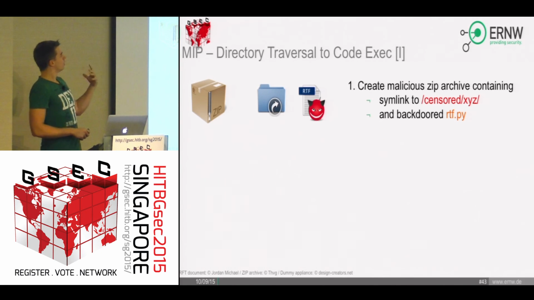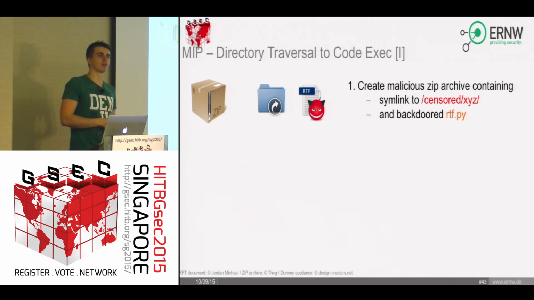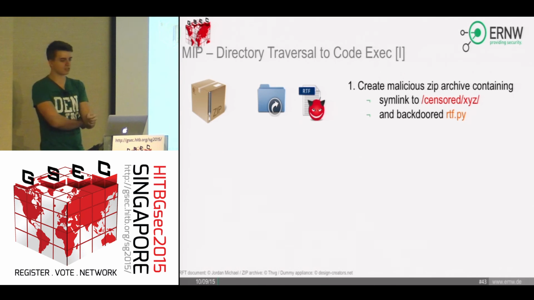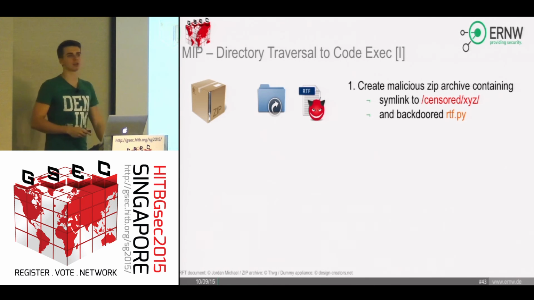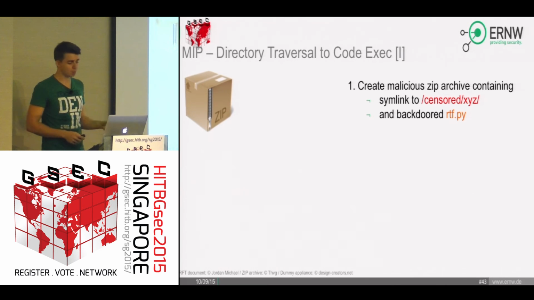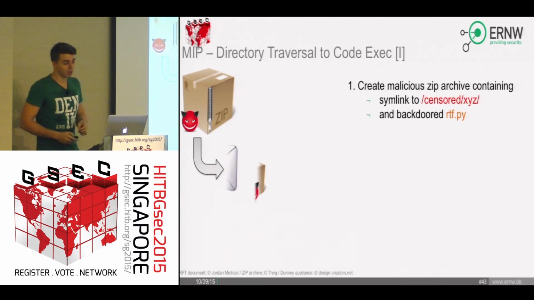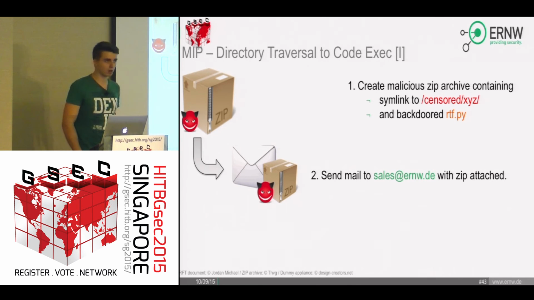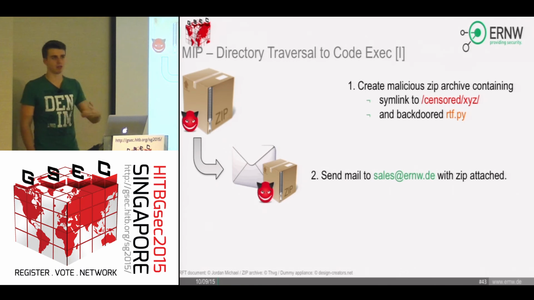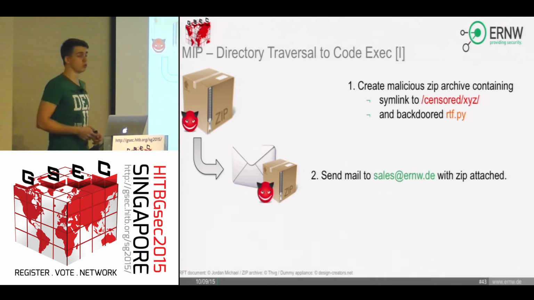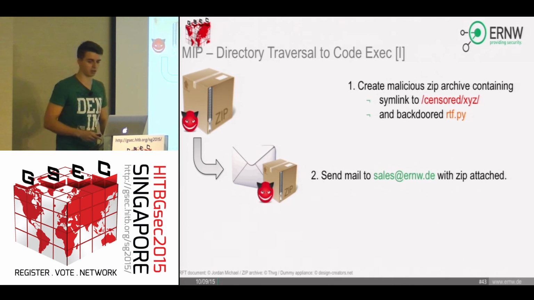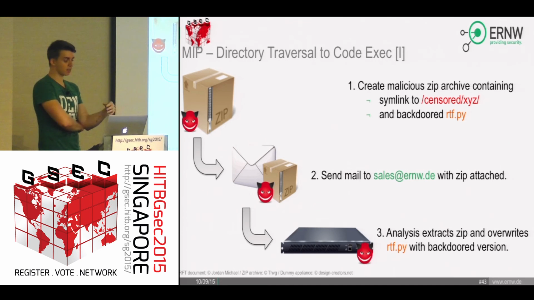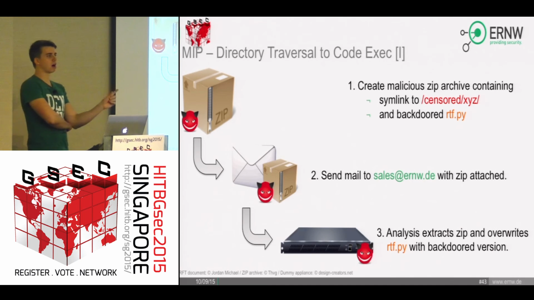And now, how do you turn this directory traversal into code execution? You just create a malicious zip archive containing the symlink to the censored directory and a backdoored rtf.py file, pack it into a zip archive, and then send that to some address at the target company. So for example, maybe sales, or even someone who's probably on holiday and doesn't read their mails. And this will already lead to the analysis process extracting the zip archive and overwriting our rtf.py with the backdoored version.